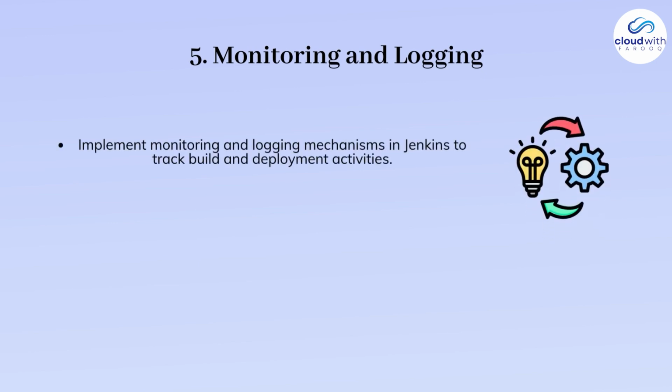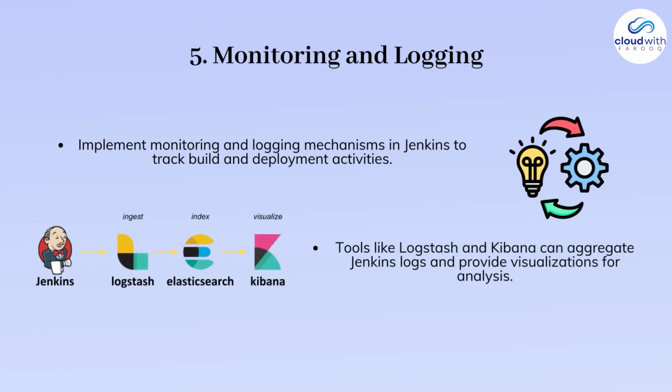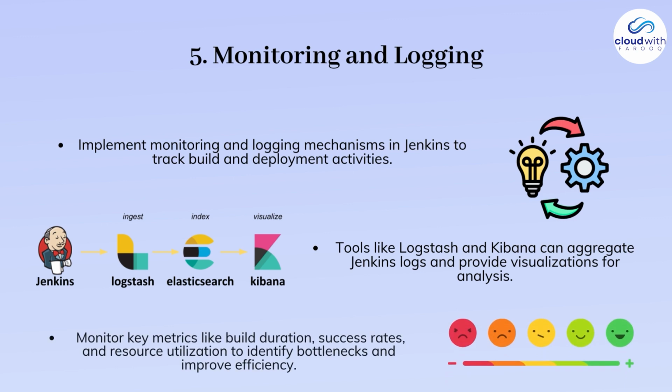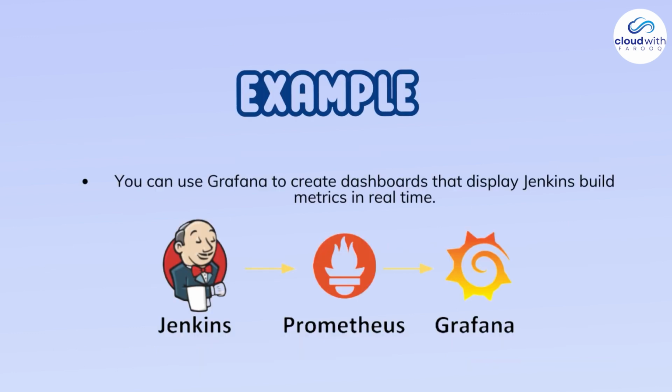Number 5. Monitoring and logging. Implement monitoring and logging mechanisms in Jenkins to track build and deployment activities. Tools like Logstash and Kibana can aggregate Jenkins logs and provide visualization for analysis. Monitor key metrics like build duration, success rates, and resource utilization to identify bottlenecks and improve efficiency. For example, you can use Grafana to create dashboards that display Jenkins build metrics in real time.